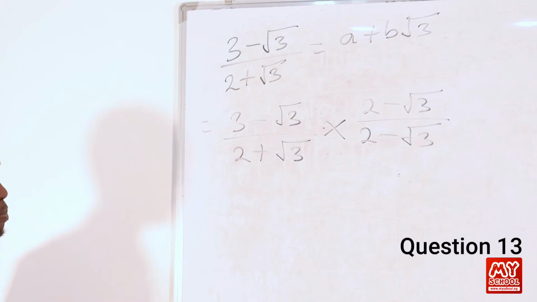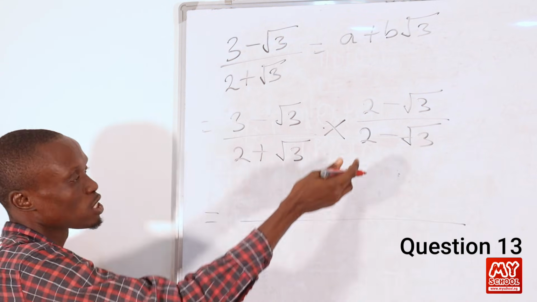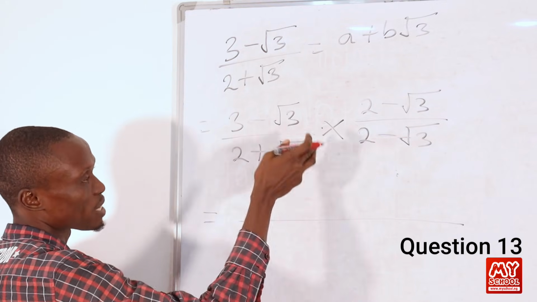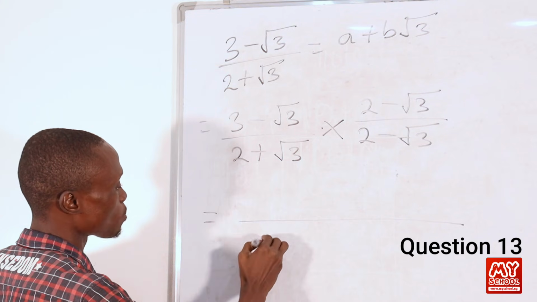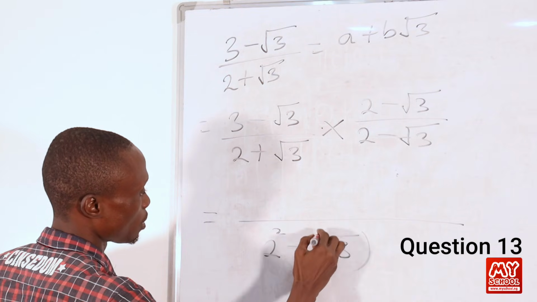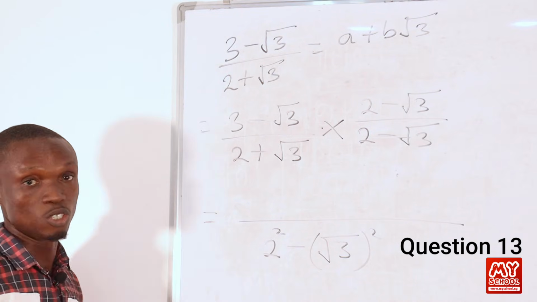Okay, so we multiply out. Of course, for the denominator, we already know that this is a difference of two squares, so simplifying it is quite easy. Here our denominator becomes 2 squared minus root 3 squared. Then let's multiply out the numerator.